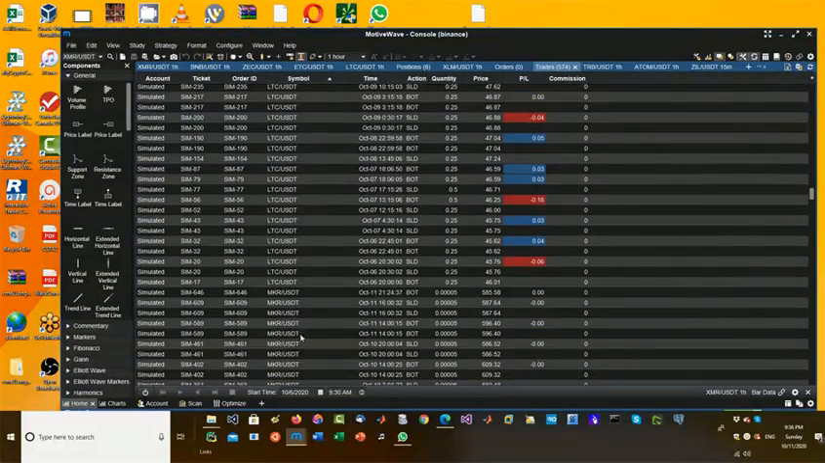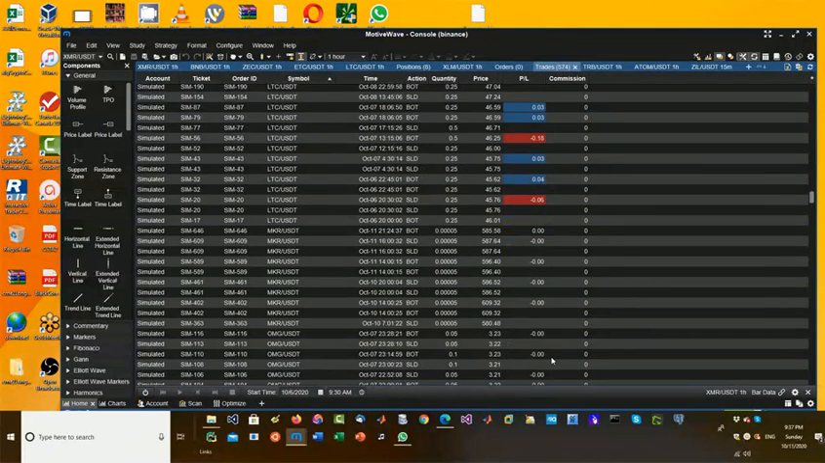So we have 1, 2, 3, 4, 5 trades. Quantity, price. I don't have an entry price. See, it doesn't. I don't know why. There's no P&L on that. It should be. That's a tough one.